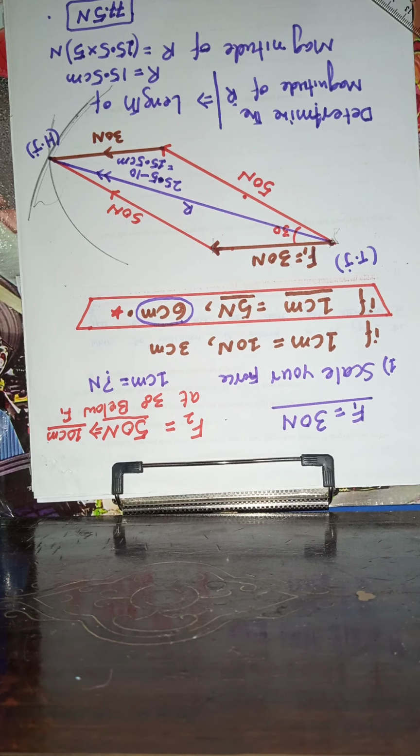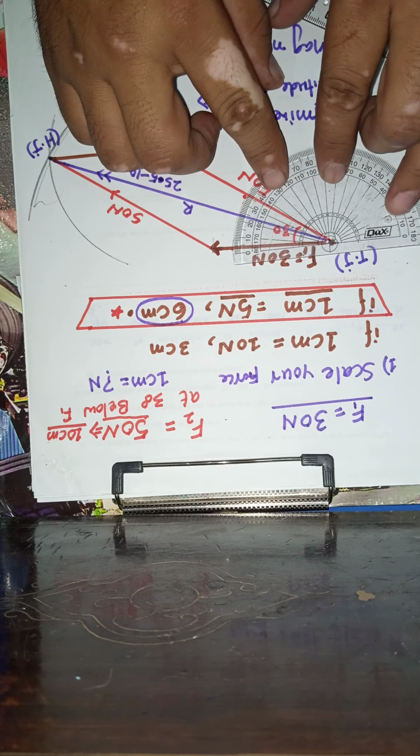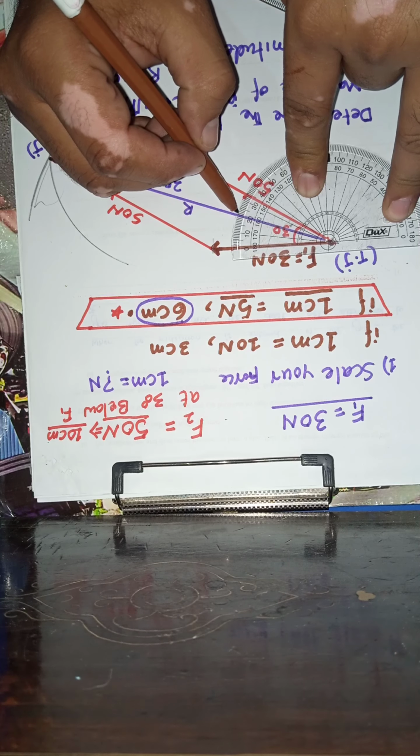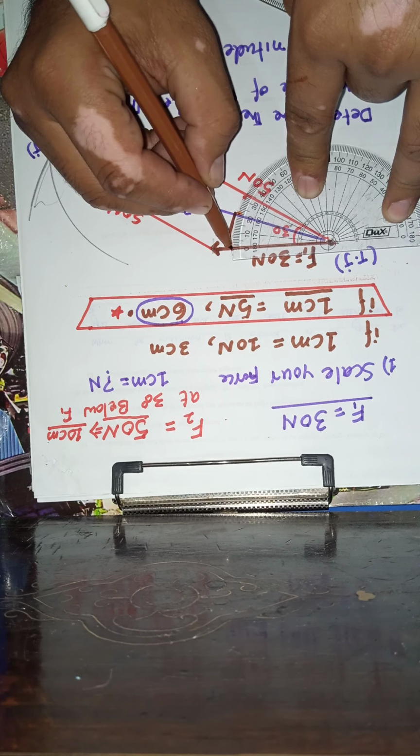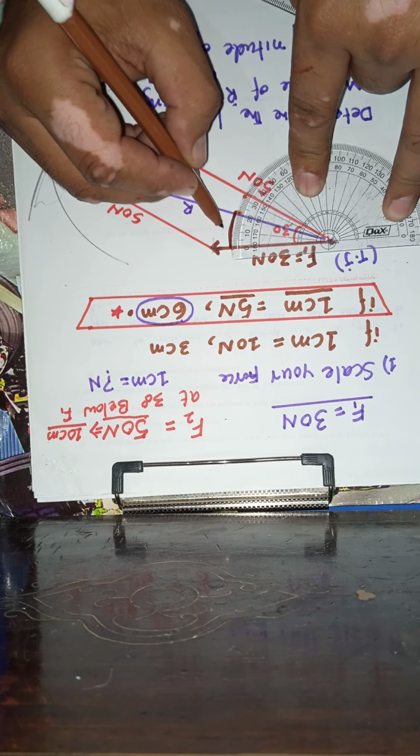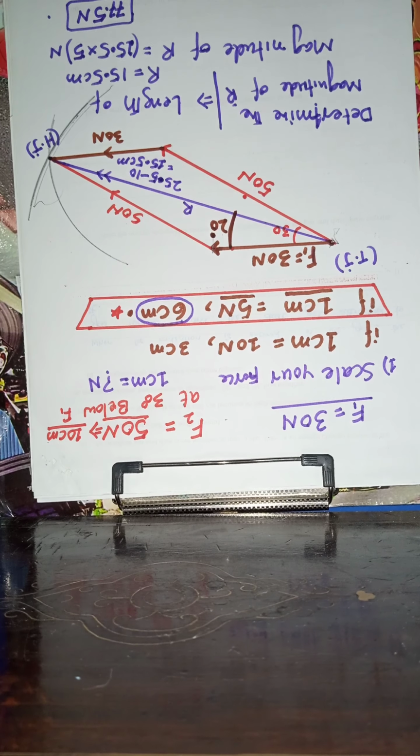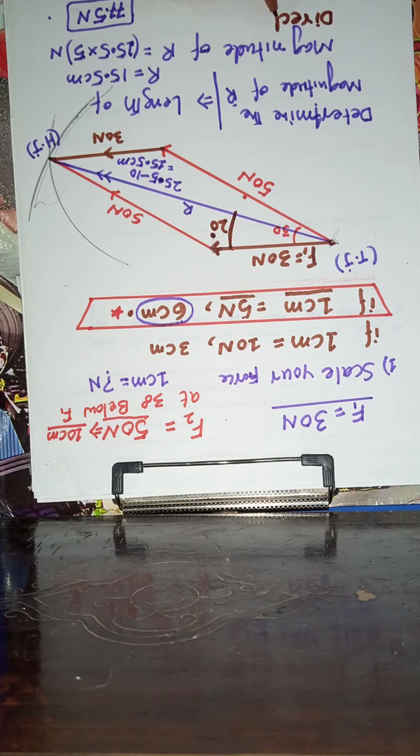Okay, now I would find the direction of resultant. To find the direction of resultant, just place your protractor again and check at which angle this line is passing through. So this is basically the direction of your resultant. This is passing through 20 degree. So the direction of the resultant is 20 degree. So what is the direction of resultant? Direction is 20 degree below your force.